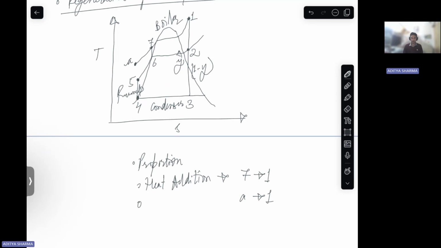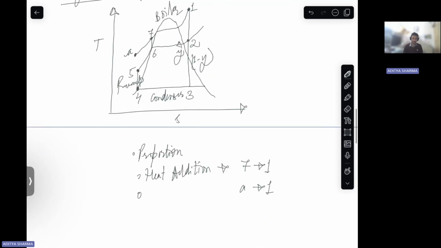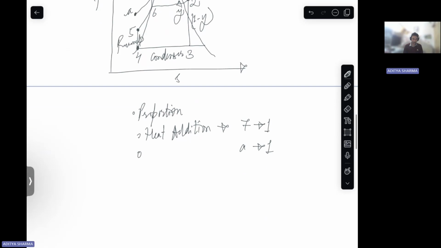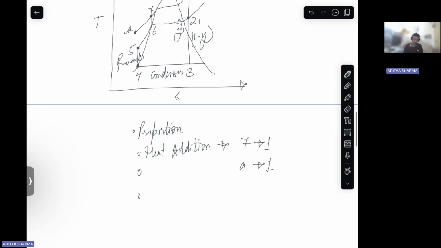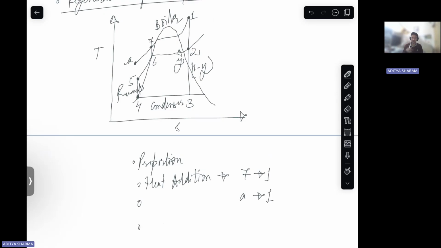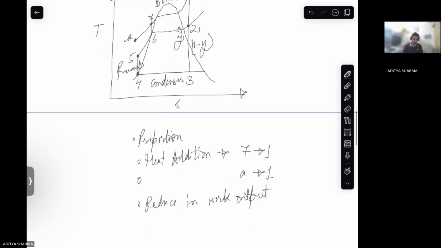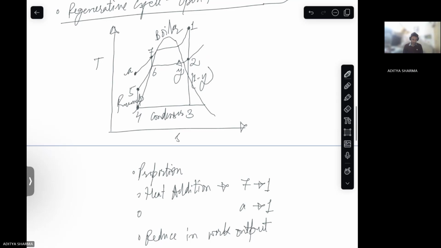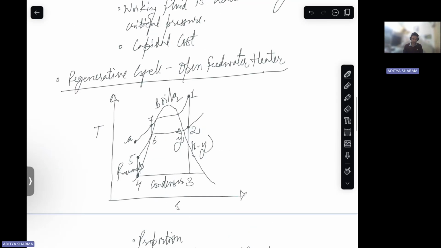So this is the advantage of your regenerative cycle with open feed water heater, right? Where your energy supplied reduces, but then also because we are taking some part of your steam while expanding from the turbine, this eventually leads to a reduction in your work output. Okay, but the reduction in your work output is less than what you have gained in terms of the reduction in your energy supplied, right? So this is your regenerative cycle.